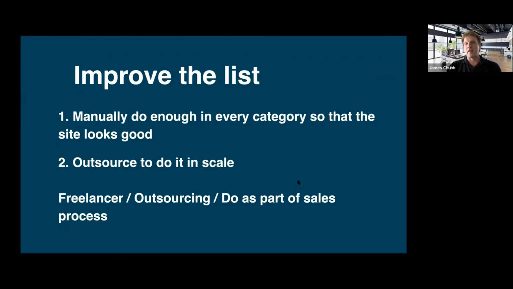So after you have your initial list, it's really important that you make it your own and improve it. And so you can do that manually. You need to go through each category so that the site looks good, and just make sure you have good listings and everything looking good in each category. To do it in scale, you can outsource it. There's a bunch of overseas companies that specialize in it. You can find those online as well.